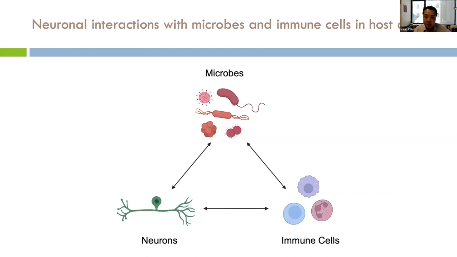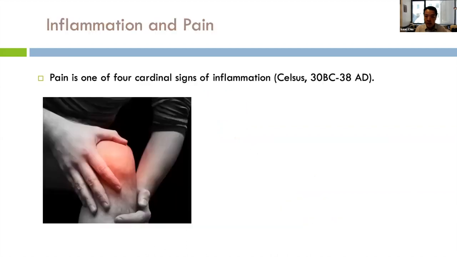We specifically are interested in pain, which is a sensory signal that's a fundamental aspect of inflammation. We know that pain is one of the four cardinal signs of inflammation as defined by Celsus. It's dolor, which is accompanied with redness and swelling. So these are major signs of inflammation, meaning that pain and immune interactions have been thought to be linked for a long time.